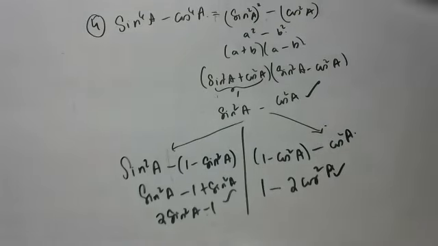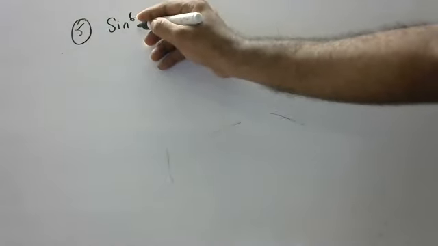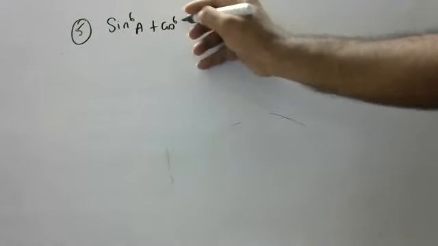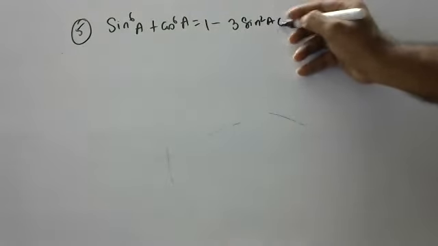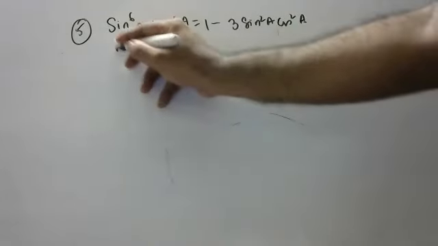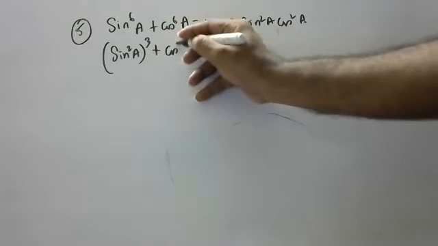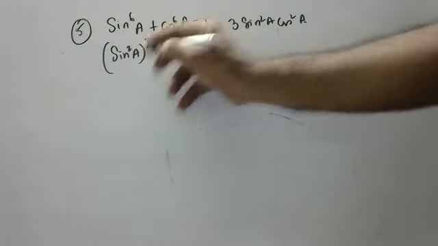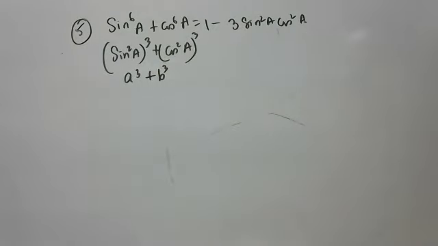Okay, hope you are enjoying this lesson. Fifth sum. I think I am going very slowly. Okay, so sine to the power of 6A plus cos to the power of 6A is equal to 1 minus 3 sine square A cos square A. Sine to the power of 6A, I can write as sine square A whole cube, and cos square A whole cube. Can anyone say this is in which form? A cube plus B cube. A cube plus B cube formula, anyone?